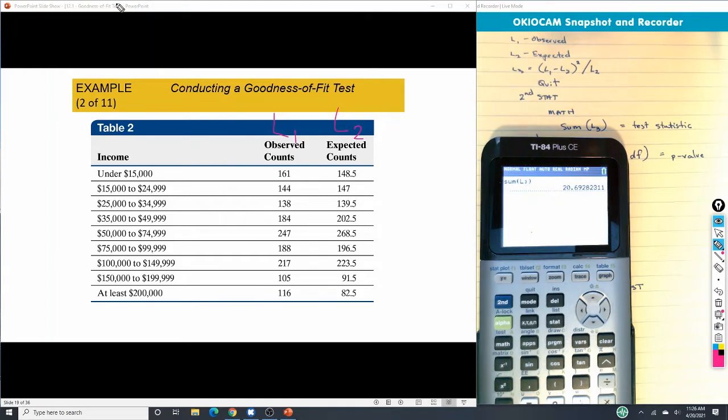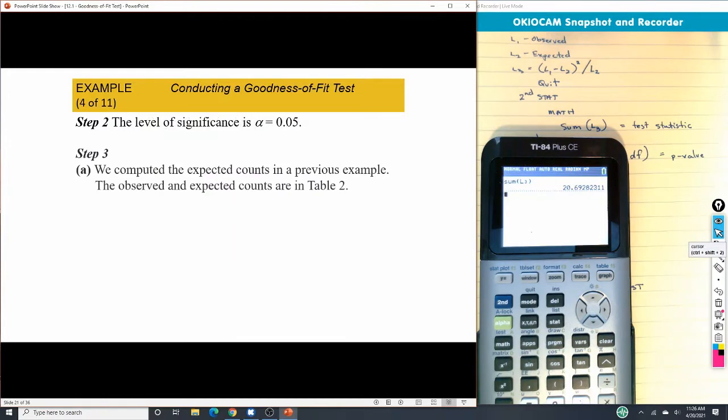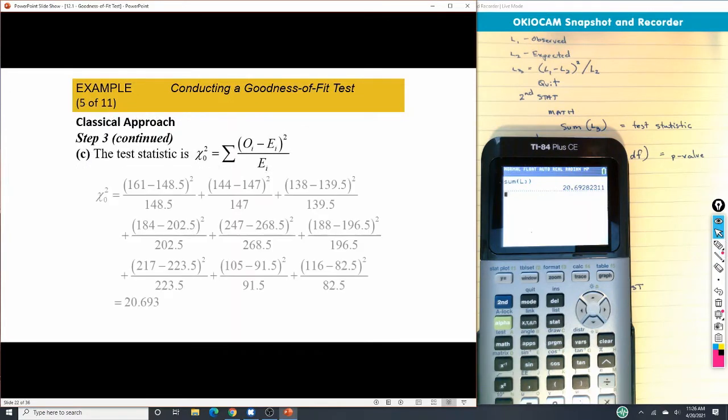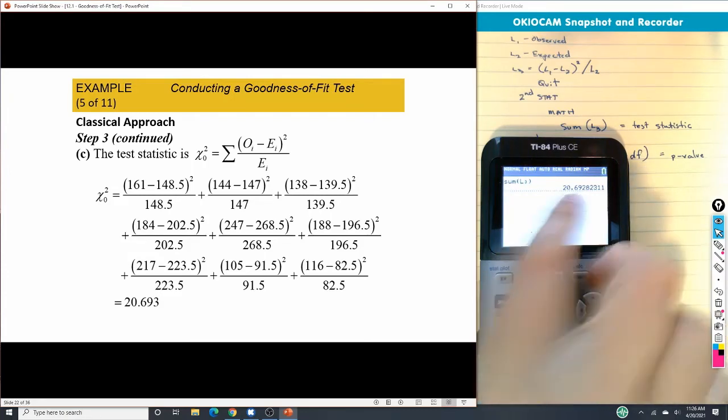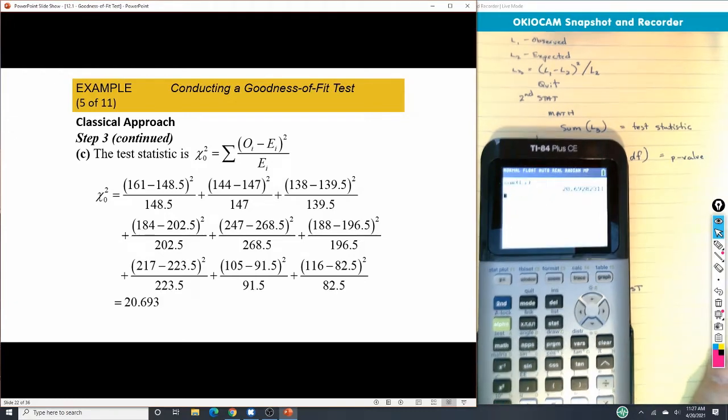Now that number is our test statistic. Okay? And so when we're looking back here at our pieces, if we go through, they do all of this work here, and we'll see that, bam, their test statistic is 20.693, which is exactly what we have right here. Okay, that is our test statistic, and that's how we're going to do that on the 83 model for these.